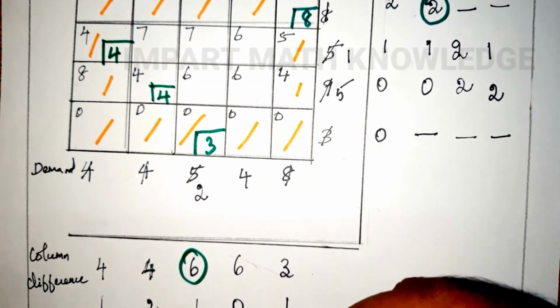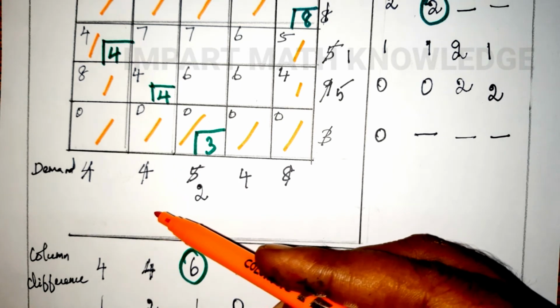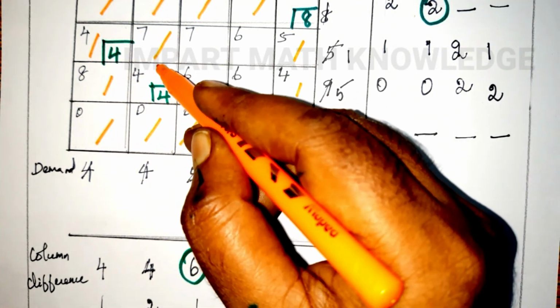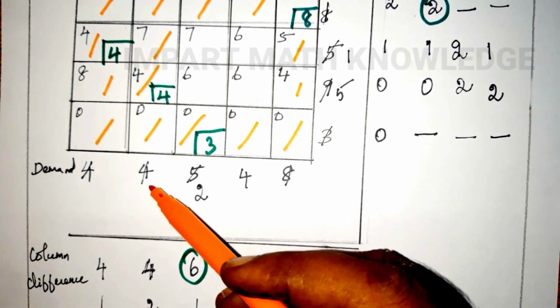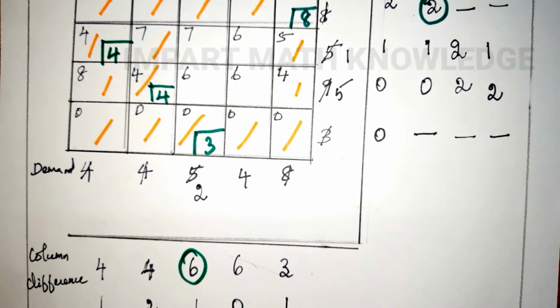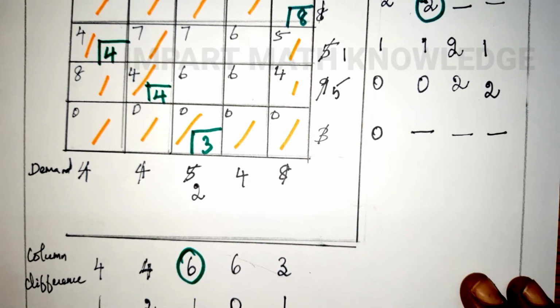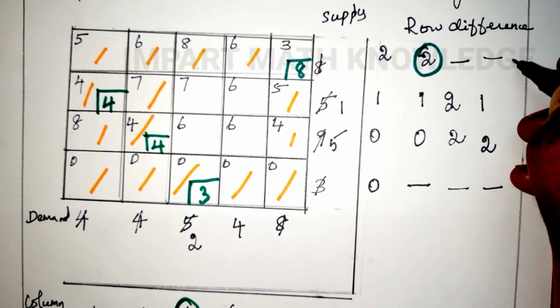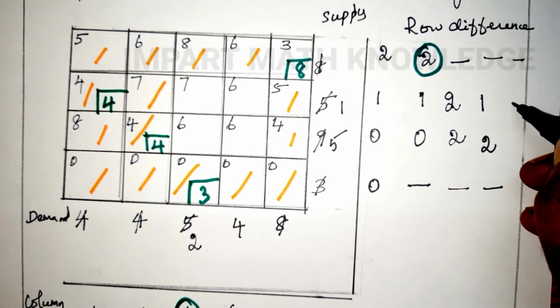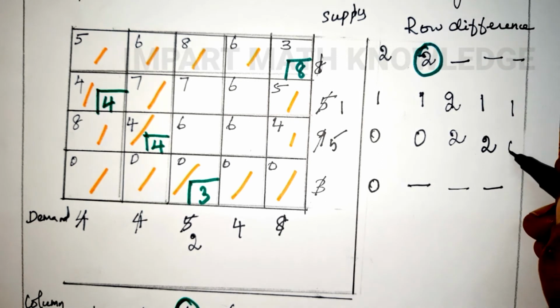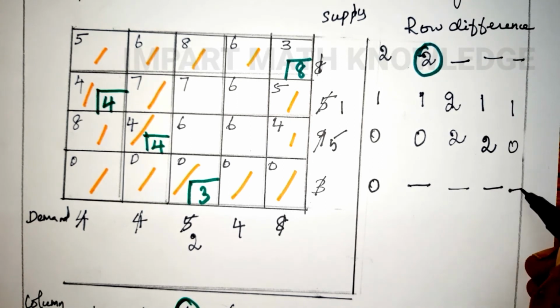In the second column, the demand is satisfied, so I strike out the column. In the remaining, you have to take the difference. First row, dash. The second one is 7 minus 6, 1. 6 minus 6 is 0, dash.